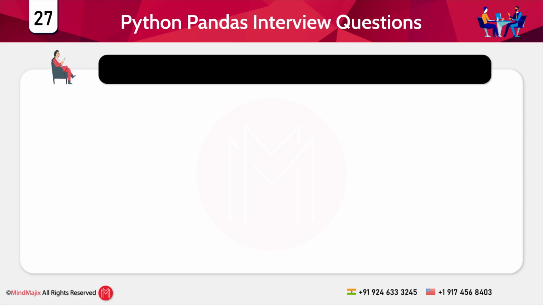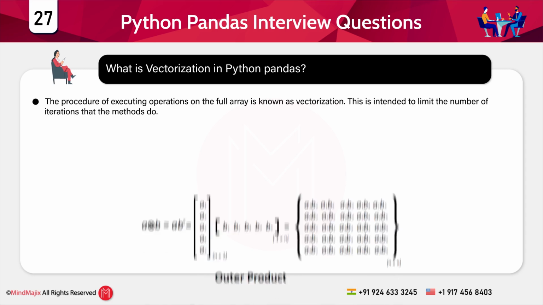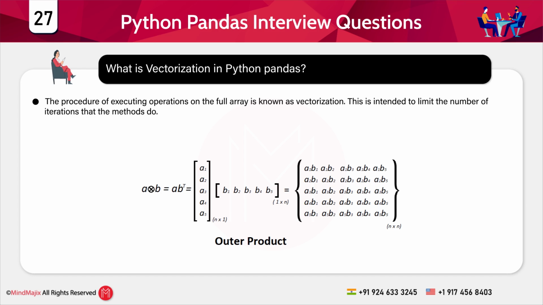The next question is, what is vectorization in Python Pandas? The procedure of executing operations on the full array is known as vectorization. This is intended to limit the number of iterations that the methods do. Pandas have a series of vectorized methods, such as string functions and aggregations, that are optimized for use with series and data frames. As a result, it is preferable to use vectorized pandas methods to perform the tasks quickly.